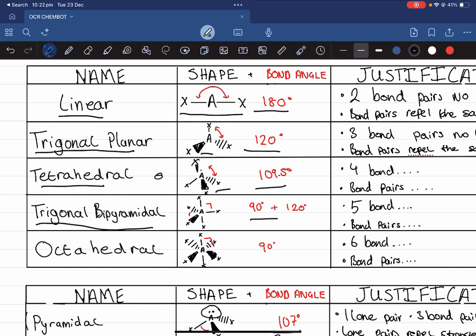Trigonal bipyramidal. This is actually two angles, so it's 90 degrees over here, and over here as well, actually, and then 120 degrees around that. And then octahedral, which is just 90 degrees because there are 6 bonds.